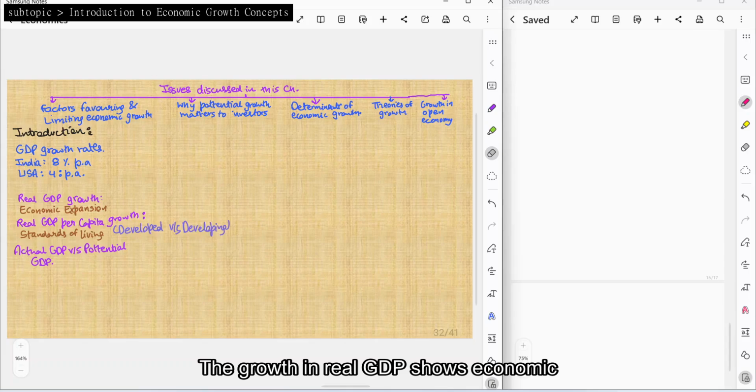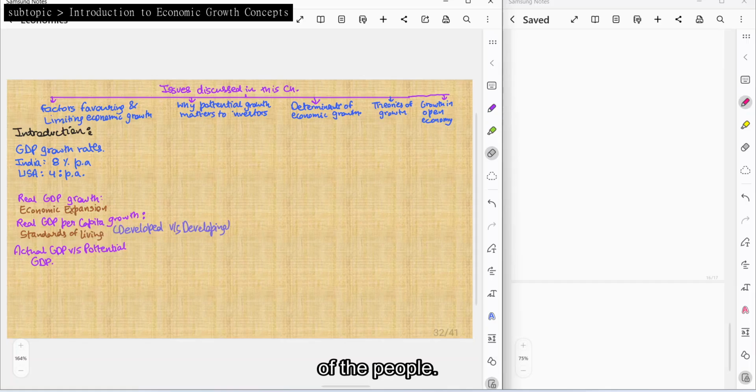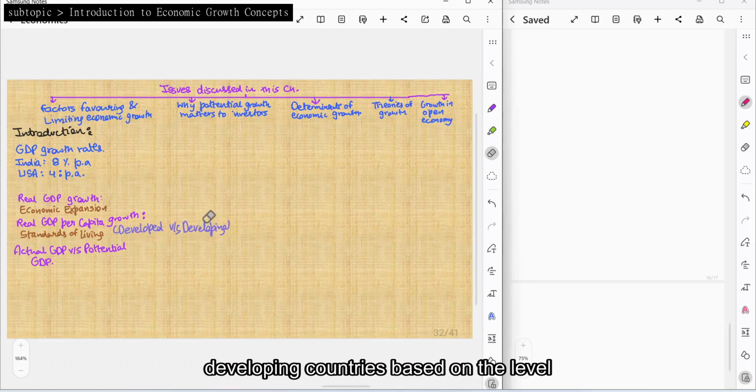The growth in real GDP shows economic expansion. There is another concept which is real GDP per capita, in which the real GDP is divided by the total population of the country. A growth in real GDP per capita shows improvement in standard of living of the people. We can categorize developed versus developing countries based on the level of real GDP per capita. Developed countries are countries with high real GDP per capita, and developing countries are countries with low real GDP per capita.